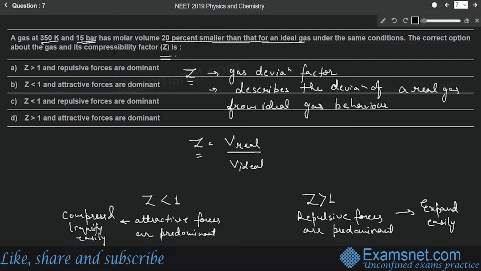So according to this question, the volume of the gas is 20% smaller than that for an ideal gas. That means this real volume is smaller as compared to the volume of the ideal gas. This means this whole value will be less than 1, so Z will be less than 1. That means attractive forces will be predominant and the gas will be able to liquefy easily. So which option will be the correct one? See, Z is less than 1, attractive forces are dominant. That means option B is the correct answer.